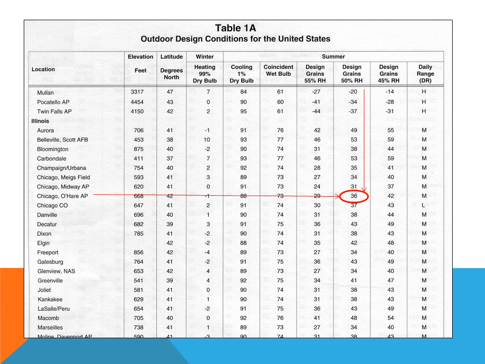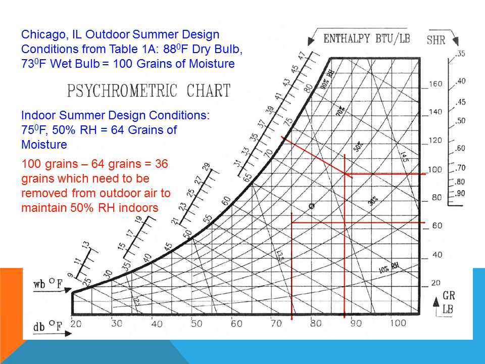For example, in Chicago, we go across, we find O'Hare Airport, and we find the information. We go down to the grains of moisture, and it gives us that number of 36. We could plot it out, and we can look at the comfort level based on that number of grains. Okay, 100 grains minus 64 grains gives 36 grains, which needs to be removed from the outdoor air, because we know that the air inside a house comes from outdoors, to be able to maintain a 50% relative humidity indoors.